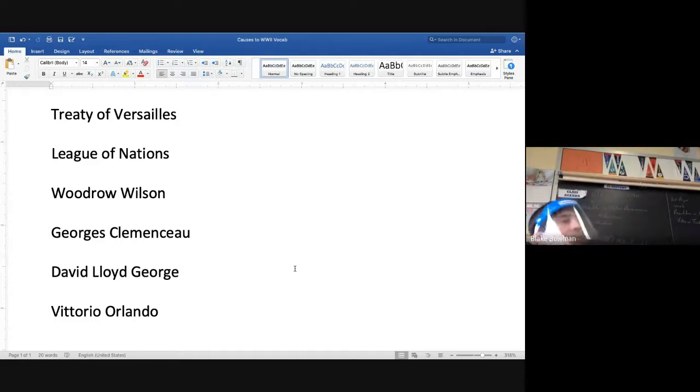So write these terms down. I'm going to check these towards the end of the unit, the chapter. And I'll give you a grade for them. There you go. Treaty of Versailles, League of Nations, Woodrow Wilson, Georges Clemenceau, David Lloyd George, and Vittorio Orlando. There you go. Let's write those down, get the definitions. I'll discuss it, I'll go over it. And we'll move on.